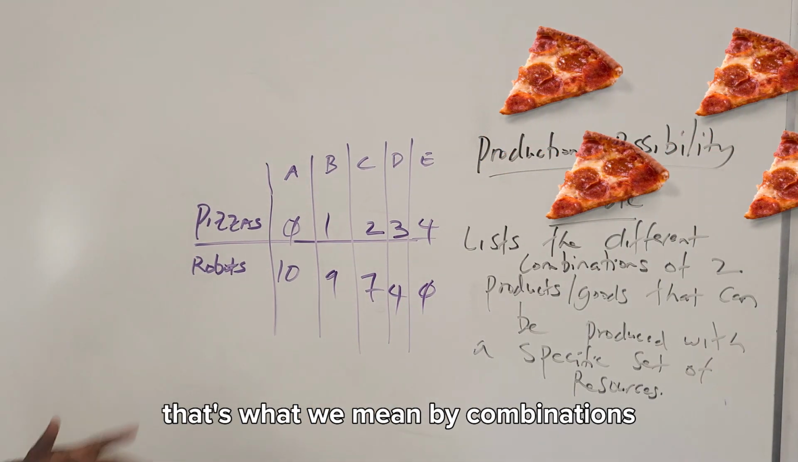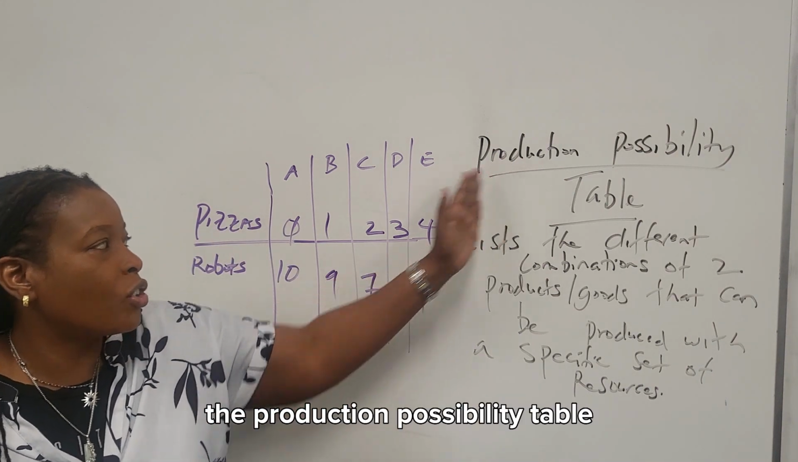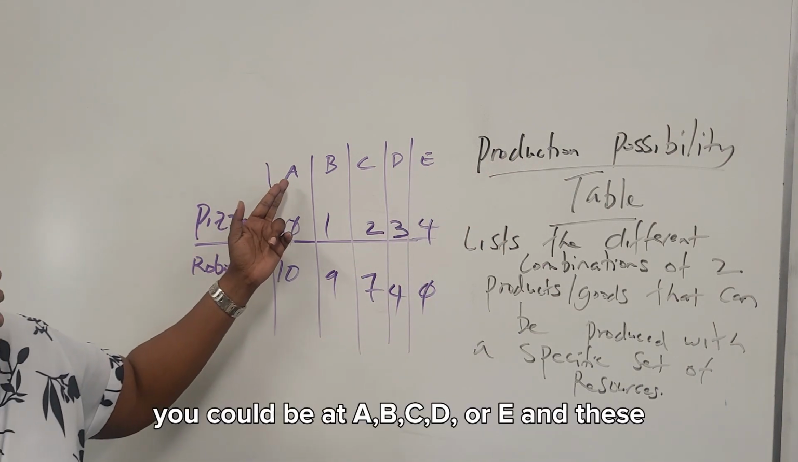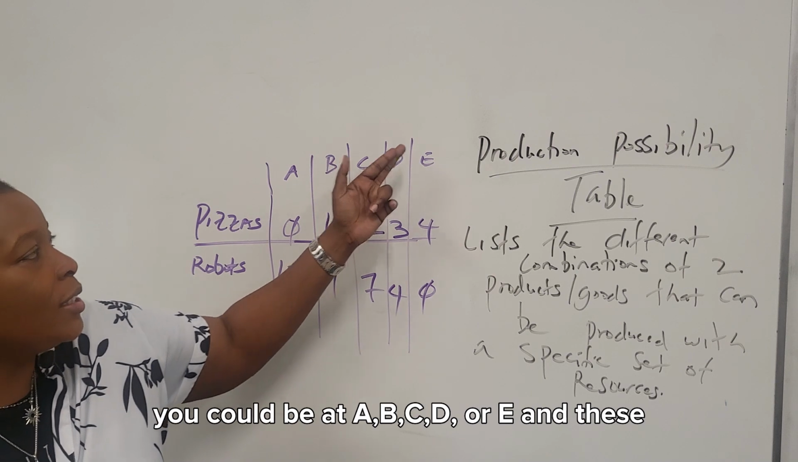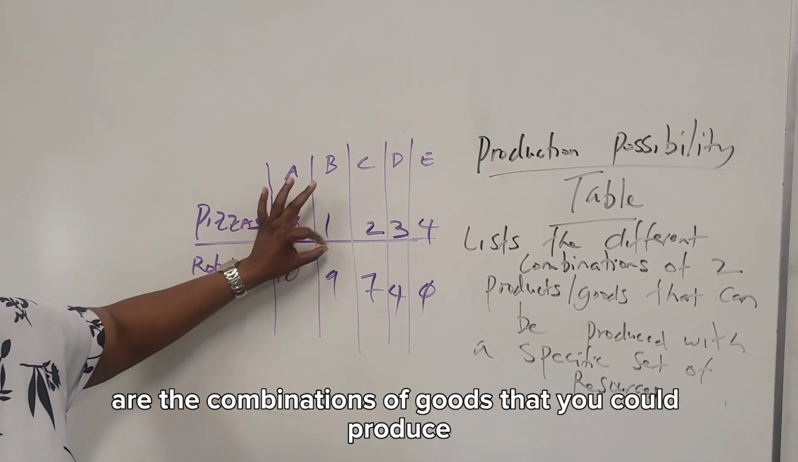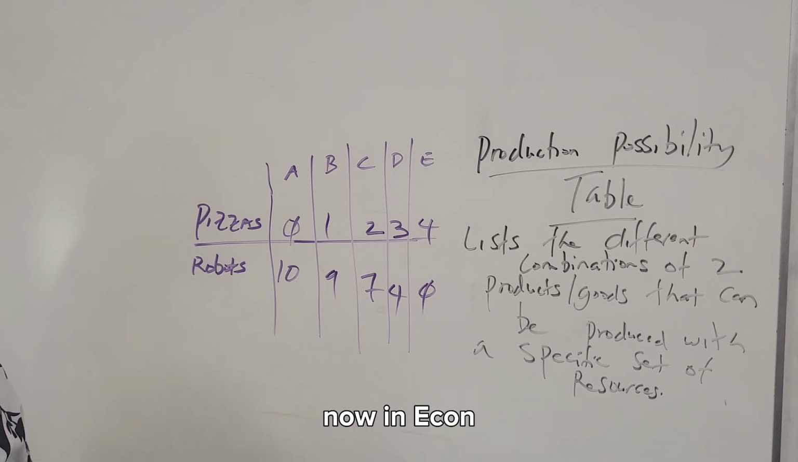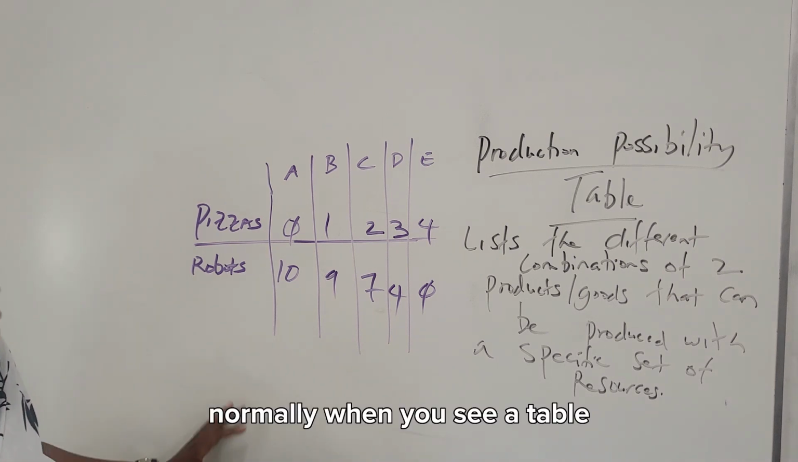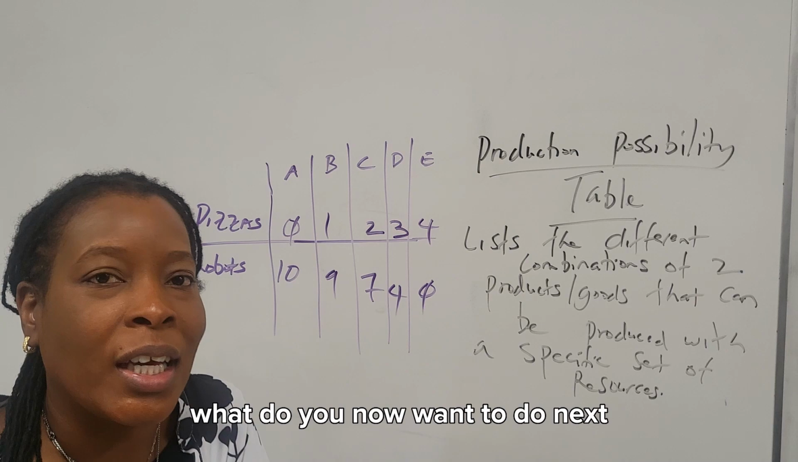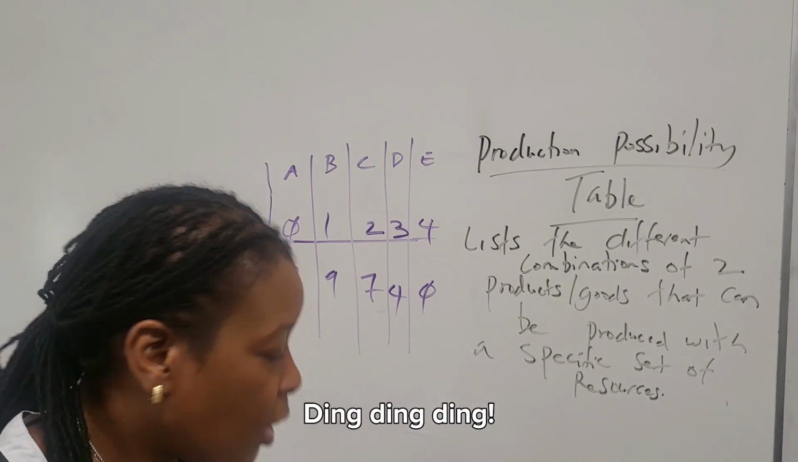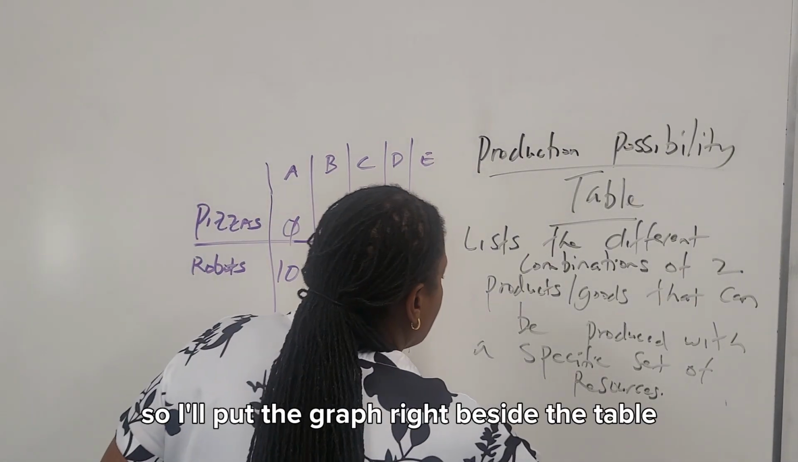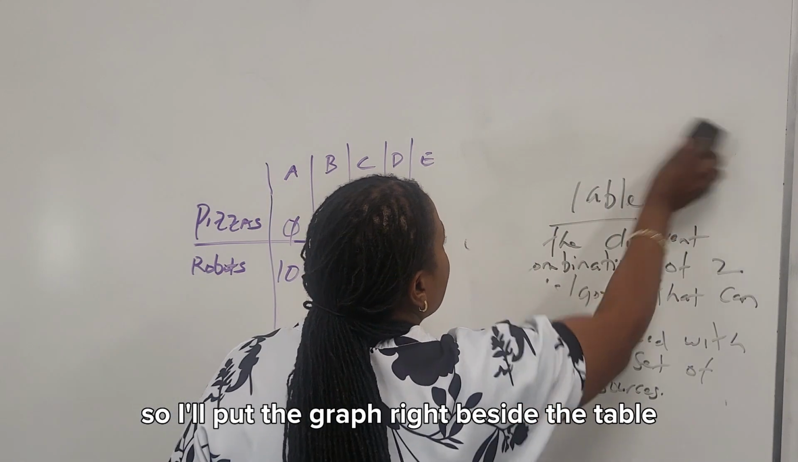That's what we mean by combination, the production possibility table. You could be at A, B, C, D, or E, and these are the combinations of goods that you could produce. Now in econ, normally when you see a table, what do you normally do next? Ding, ding, ding, you draw a graph. So I'm going to put the graph right beside it.